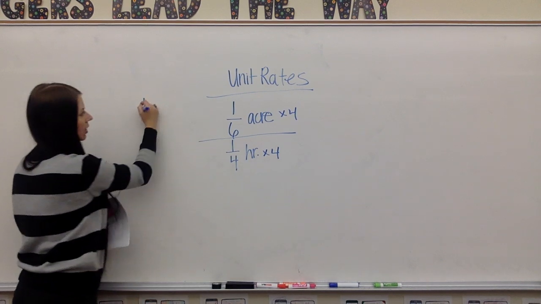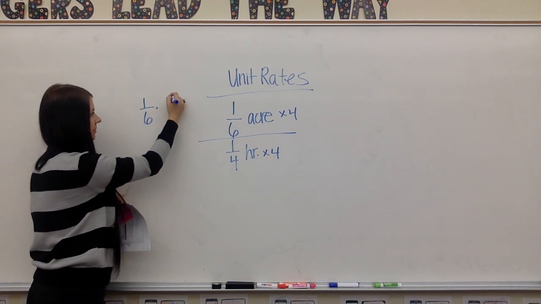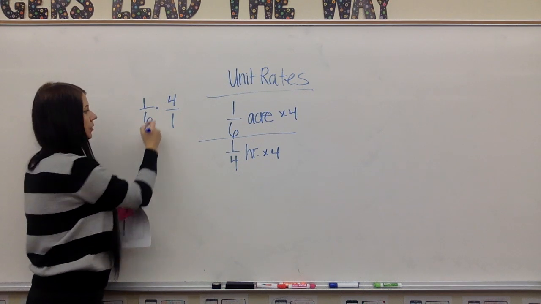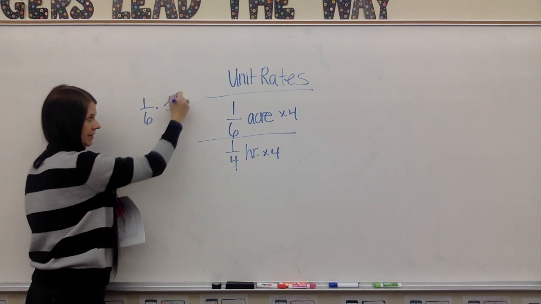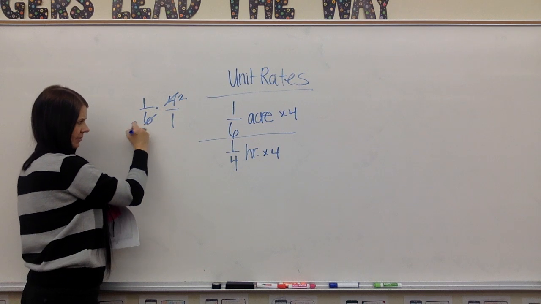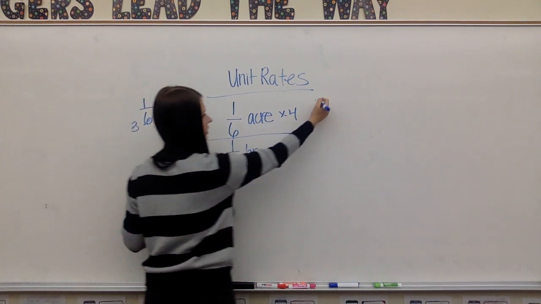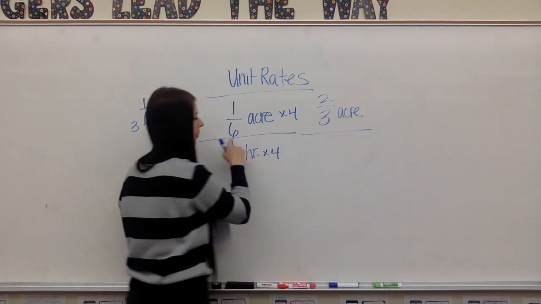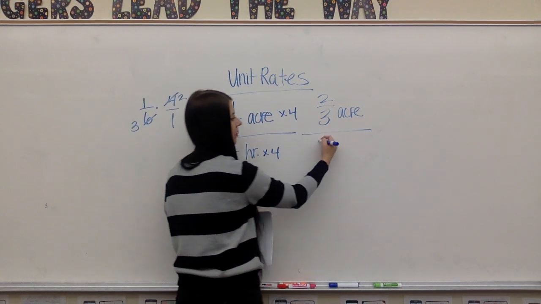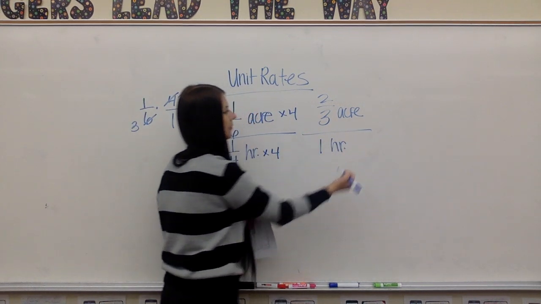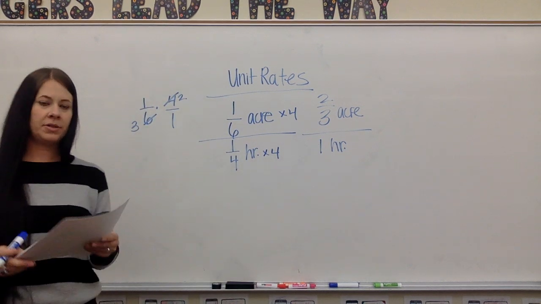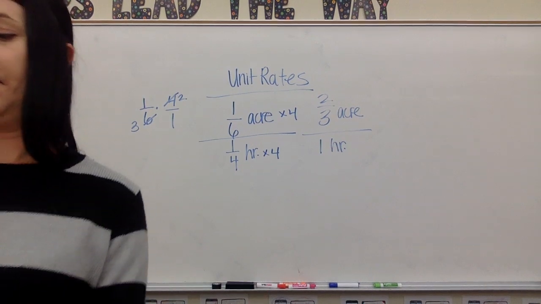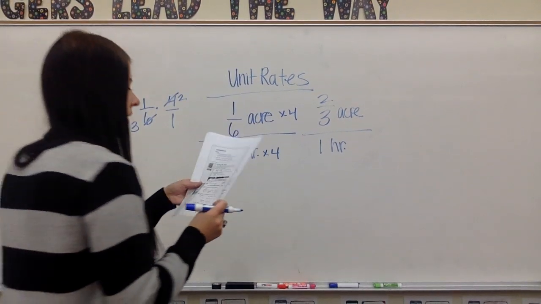And if you look, 1/6 times 4/1, you can say 2 goes into this twice and into this 3 times. So 2/3 acre per, and we know 4 times 1/4 is 1 hour. Okay, 2/3 acre per 1 hour.